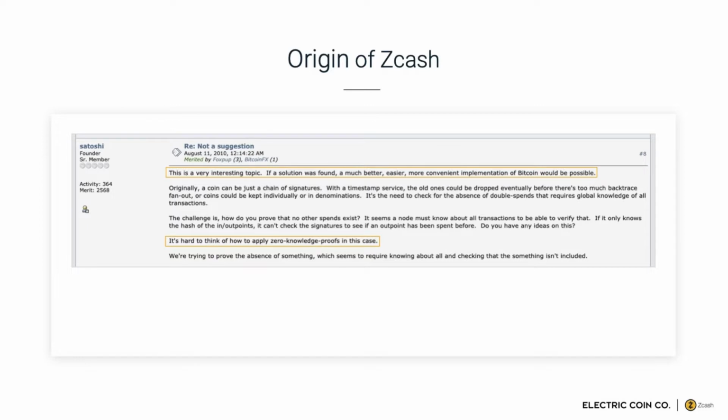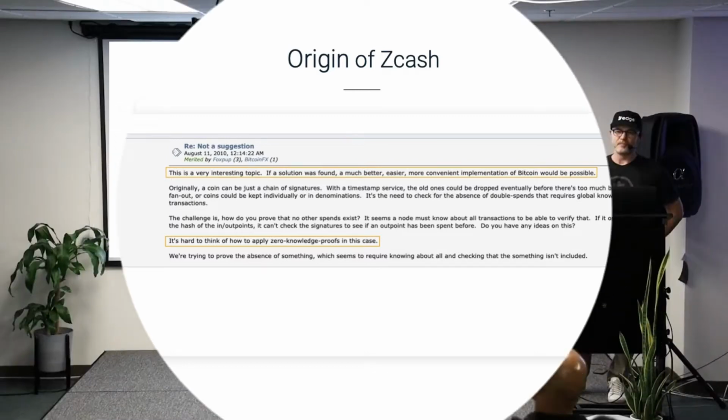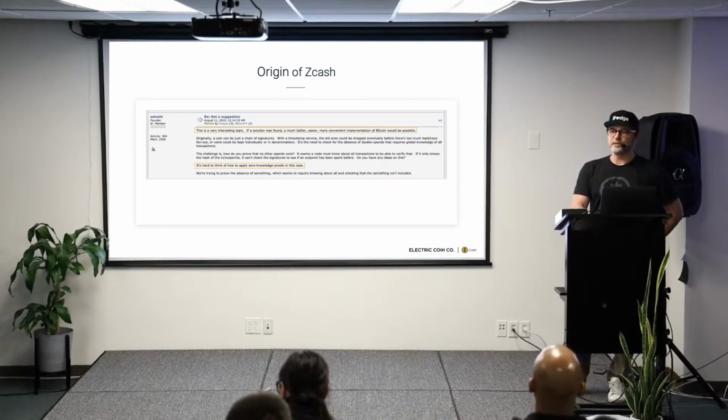So Satoshi was trying to figure it out. There's a post from him. He said, it's a very interesting topic. If a solution was found, a much better, easier, more convenient implementation of Bitcoin would be possible. And both he and Hal Finney were trying to figure out how to add zero knowledge to Bitcoin. But they couldn't, and they thought pseudonymity would be good enough.